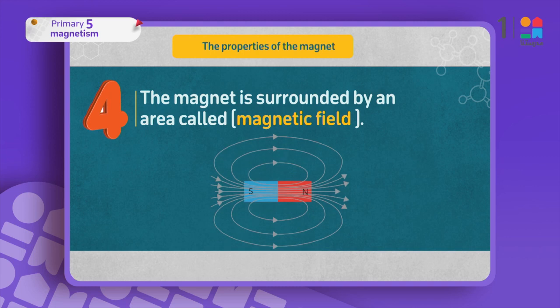Okay, now we're gonna begin with property number 4. هنتكلم عن property number 4 in more details وعايزين نفهمها كويس. طيب ايه هي property number 4? It says that the magnet is surrounded by an area which is called magnetic field. It's called what? Magnetic field. يعني إيه إن الماجنت حواليه area اسمها magnetic field.